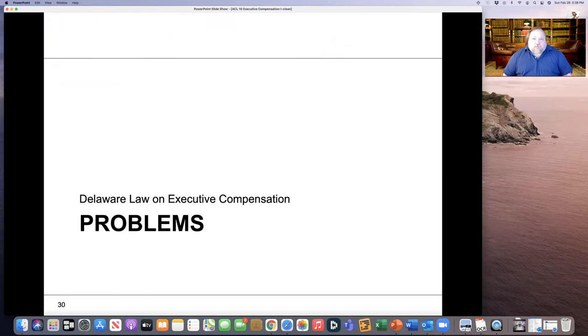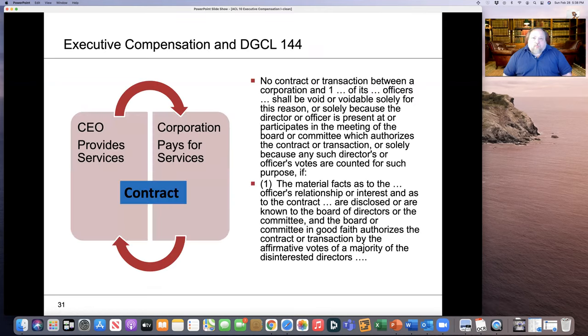Today, we're discussing Delaware law on executive compensation, focusing on how Delaware courts review shareholder challenges to what a CEO gets paid under Delaware corporate law. Now, when a shareholder files a lawsuit claiming that the CEO's pay is somehow a breach of fiduciary duty, there's two different ways this suit can go forward.